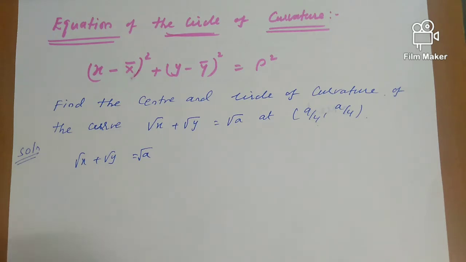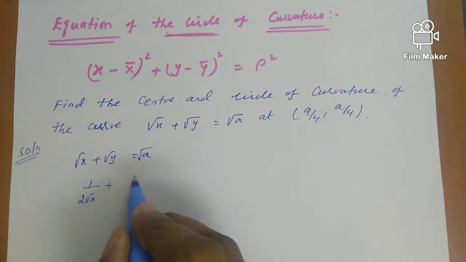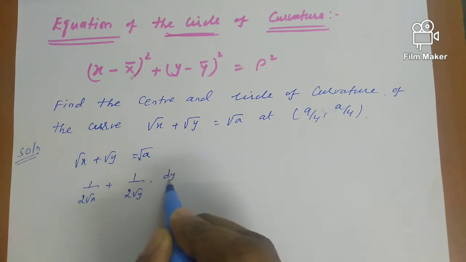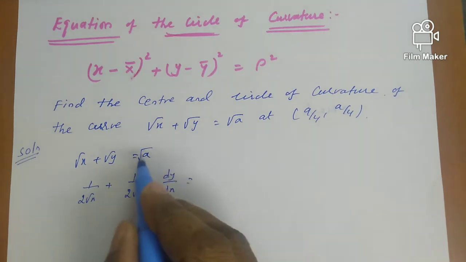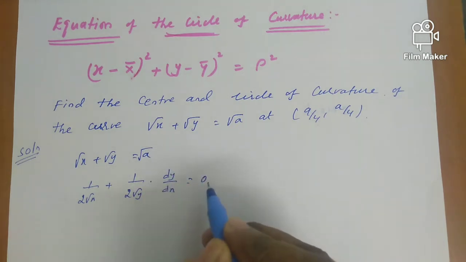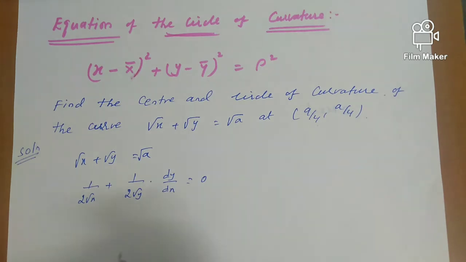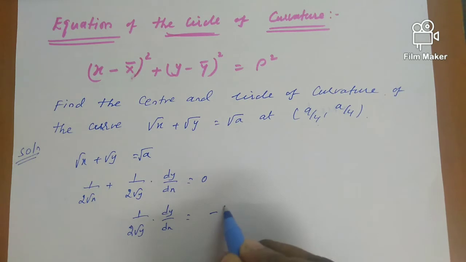So first differentiate with respect to x, so that root x differentiation is 1 by 2 root x and root y differentiation is 1 by 2 root y into dy by dx, and this is a constant. Differentiation of a constant is 0. Okay, so we need the dy by dx only, so we can keep this term on the left hand side, which is equal to minus 1 by 2 root x.